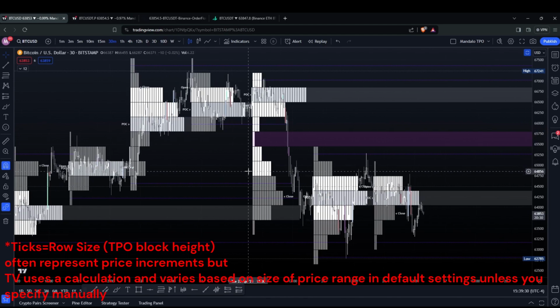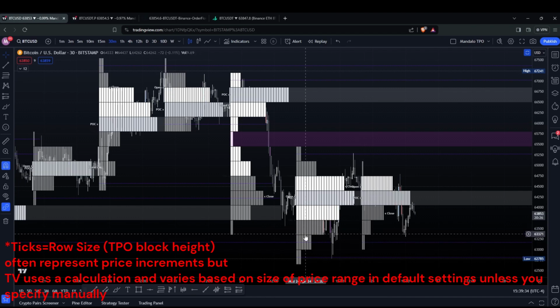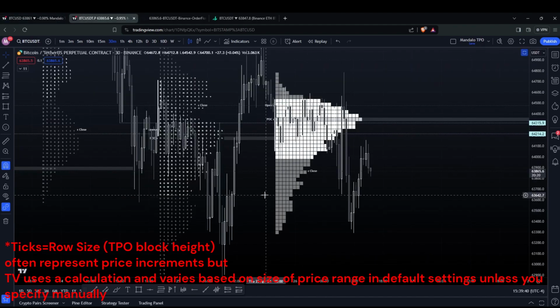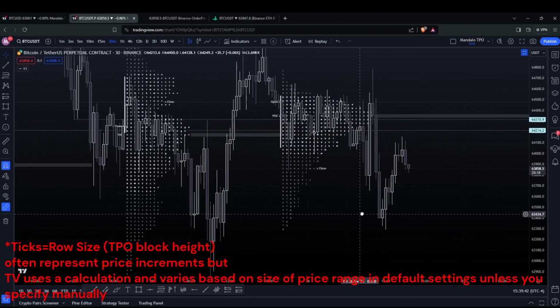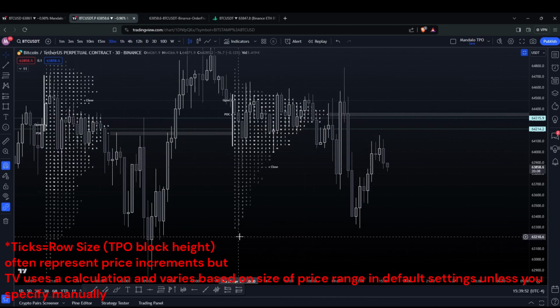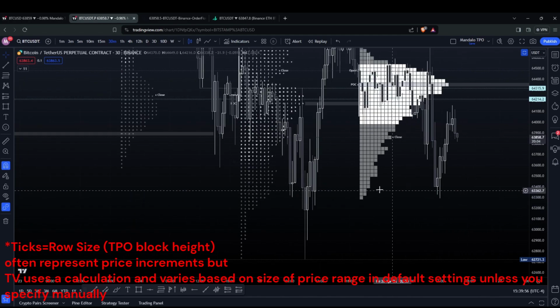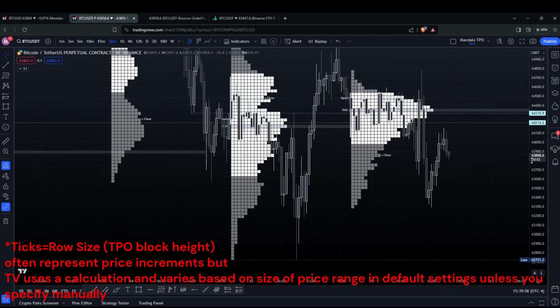These are the exact same settings on the two charts, and look at the market profile, the TPO profile in Bitstamp versus Binance. So it makes a big difference what you're looking at and what your settings are for observing the individual TPOs or TPO blocks. And I like to see the letters when I'm zooming in.